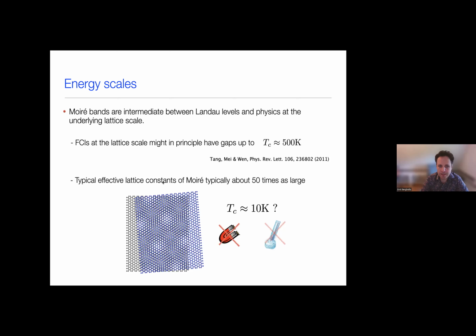But typical effective lattice constants in Moiré materials are perhaps 50 or 60 times larger or something like that. So that would tell us, very naively again, that the critical temperature could at least be 10 Kelvin, and you would also potentially get rid of the magnetic field. So it wouldn't get up to room temperature, but it would still be a huge progress potentially.